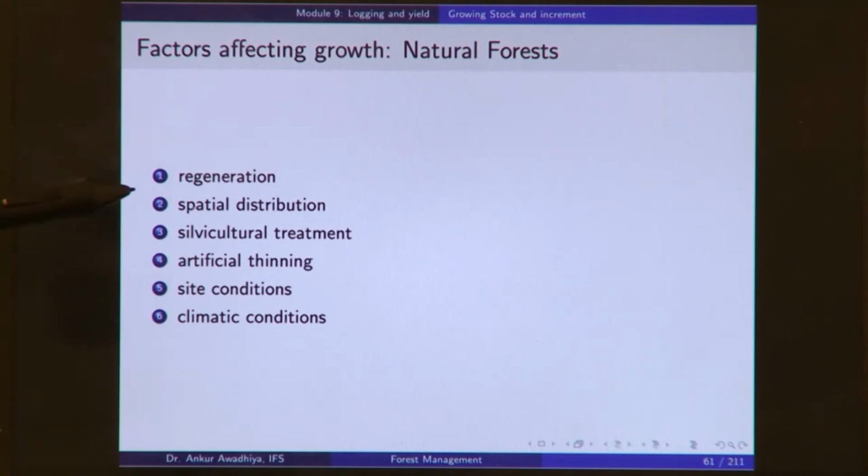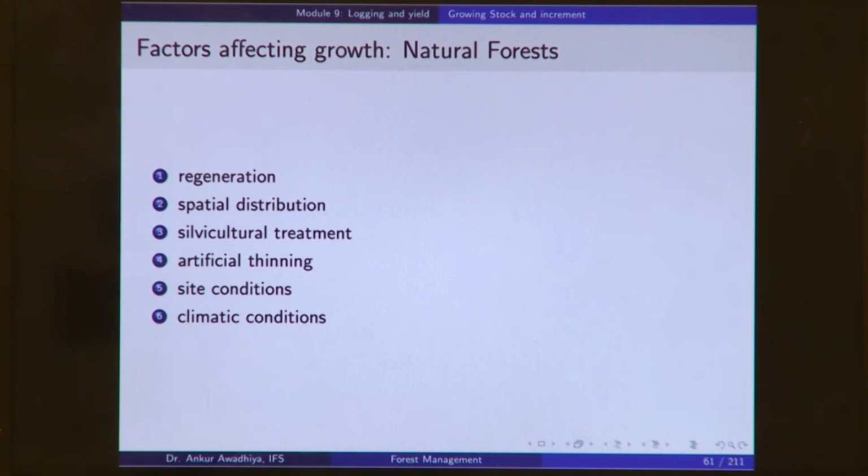Secondly, the spatial distribution of plants. If the spatial distribution is such that the plants are evenly distributed and all of them are able to have enough access to the resources, then they will be able to put up a larger increment, a larger growth, and so your growing stock will increase at a faster rate and it will reach larger values. On the other hand, if your plants are very close together and they are out-competing each other, in that case the growing stock increments will not be large.